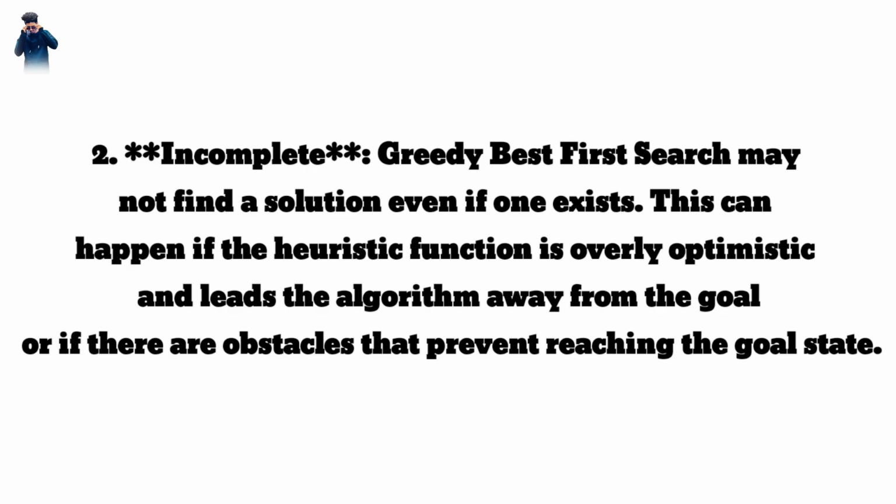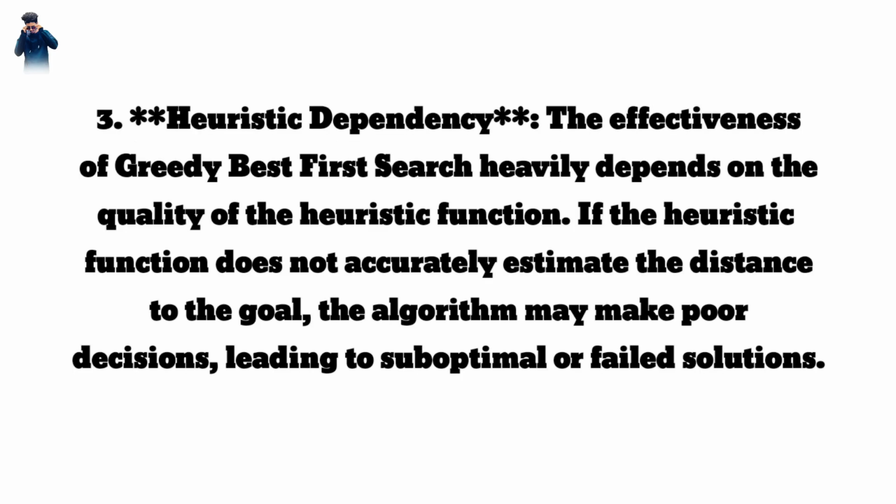This can happen if the heuristic function is overly optimistic and leads the algorithm away from the goal, or if there are obstacles that prevent reaching the goal state. 3. Heuristic dependency. The effectiveness of greedy best first search heavily depends on the quality of the heuristic function. If the heuristic function does not accurately estimate the distance to the goal, the algorithm may make poor decisions, leading to suboptimal or failed solutions.